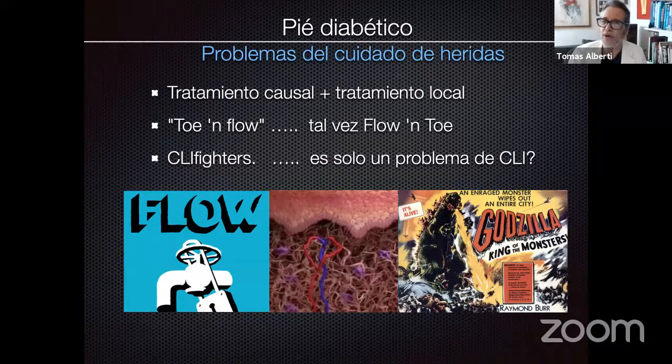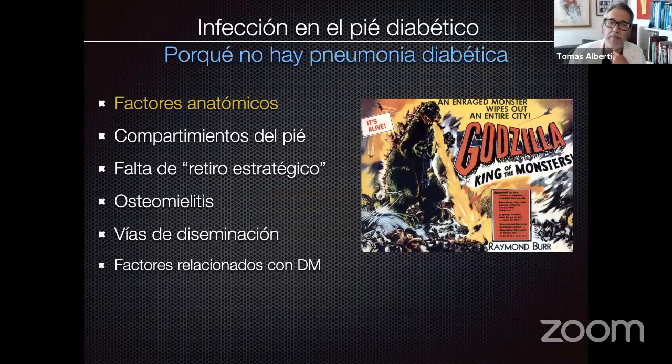Y también existe este otro grupo muy interesante a nivel mundial que se llama Cliff Fighters, organizado por el doctor Jihad Mustafa, un gran revascularizador. Entonces, en un pie diabético tenemos un problema de flujo, tenemos un problema de infección y además de una herida crónica. ¿Por qué no hay neumonías diabéticas? ¿Por qué solo pie diabético?